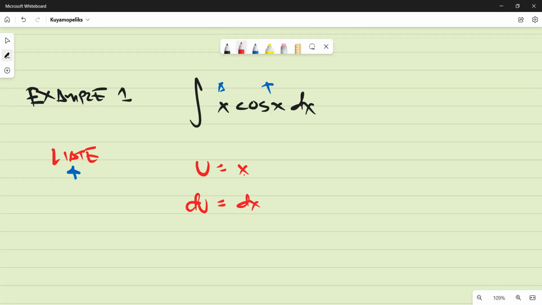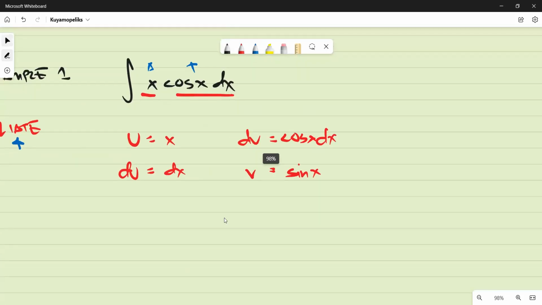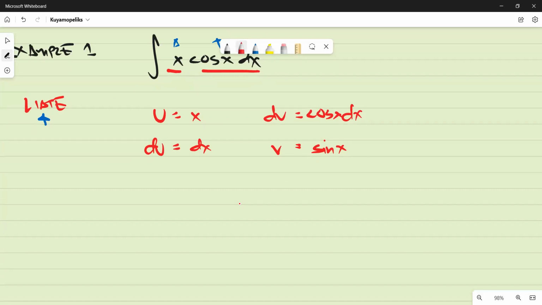And since tapos na tayo dun sa U part, kailangan natin ng dv part. Ang dv natin dyan yung cosine x dx. So, you get the integral of cosine x dx that is equal to sine x. Kompleto na yung ingredients natin. Pag binalikan natin yung given, u dv yan. That is equal to uv minus integral ng v du. So, plug in lang natin.